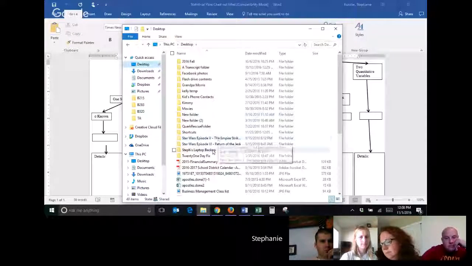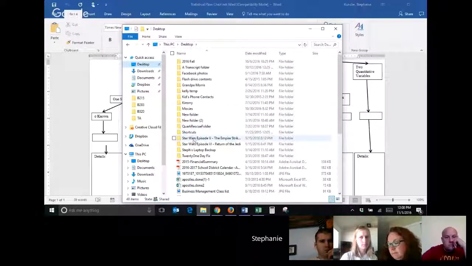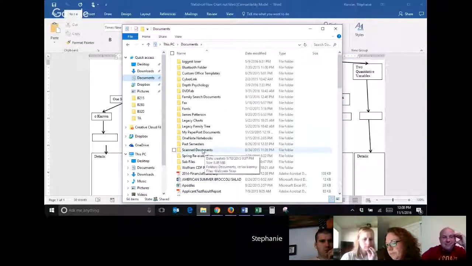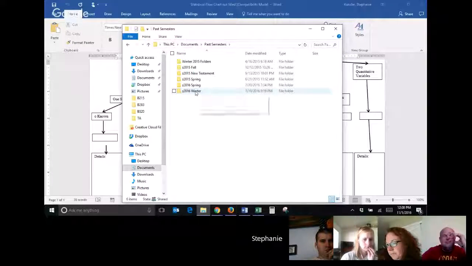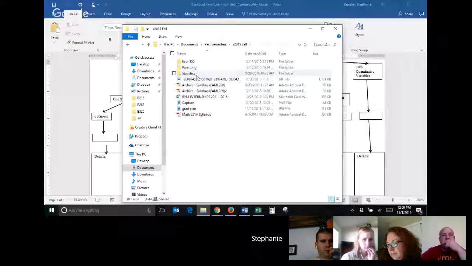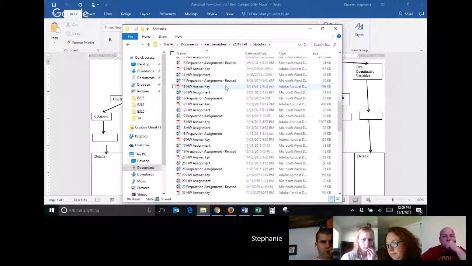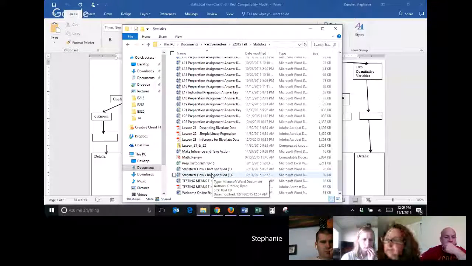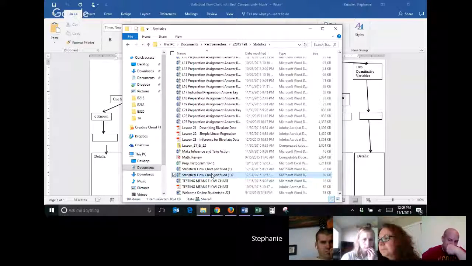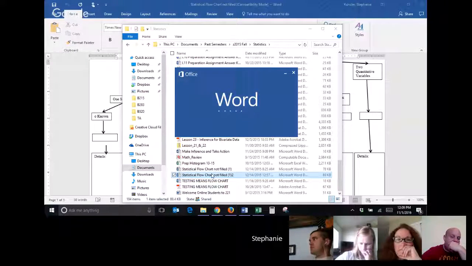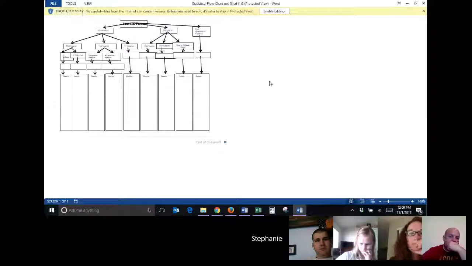Crap. I don't know where I hid all my old stuff. This is fall of 16. I want fall of 15. One of these is the right one and one's the wrong one. I always pull up the wrong one first. Oh, yep, wrong one.